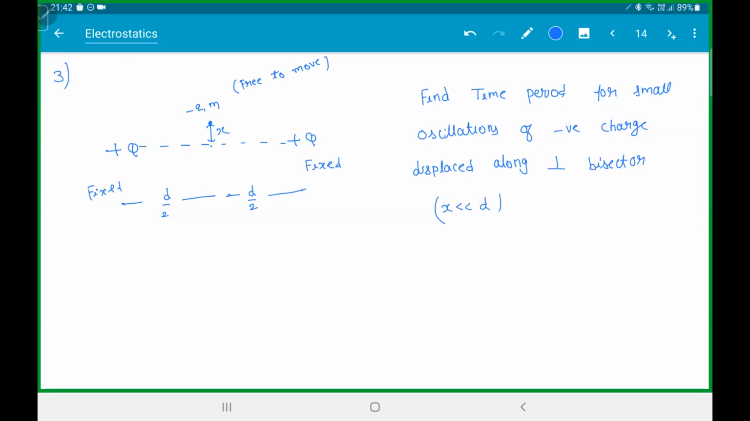How to do SHM if you remember? When you displace by x, find the restoring force on it. Force is equal to mass into acceleration. a is proportional to x. That constant is omega square. Time period is 2 pi by omega. That is the same story every time.